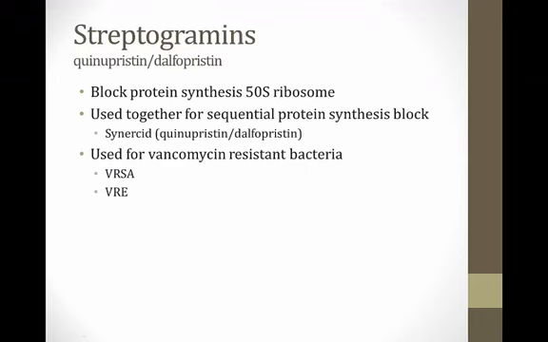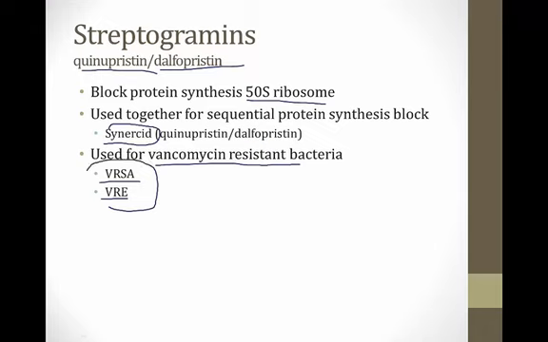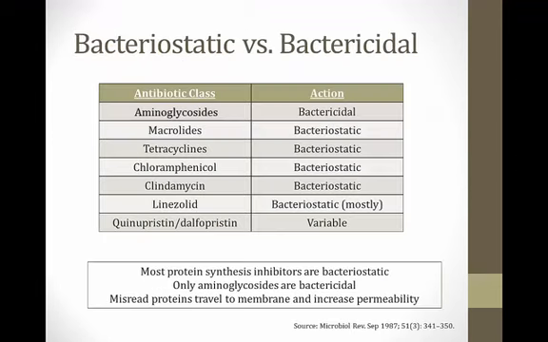There are two streptogramin drugs. These are quinupristin and dalfopristin. Both of these drugs bind the 50S ribosome, and they're used together in a medication called Synercid to sequentially block protein synthesis. And the use of this drug is for vancomycin-resistant bacteria, like vancomycin-resistant Staph aureus and vancomycin-resistant Enterococcus. These are rare but deadly bacteria, and these are sometimes called the antibiotics of last resort for these type of highly resistant bugs.